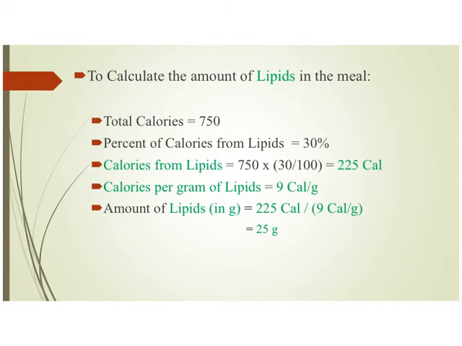So let's calculate the amount of lipids in the meal. The same way you did for carbohydrates. Total calories in that meal were 750. 30% of the calories came from lipids. So calories from lipids would be 750 times 30 divided by 100 is equal to 225 calories. We know that each gram of lipids provides 9 calories. So the amount of lipids would be 225 calories divided by 9 calories per gram equals 25 grams.